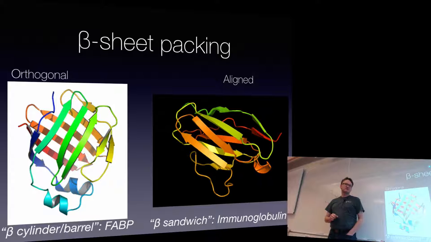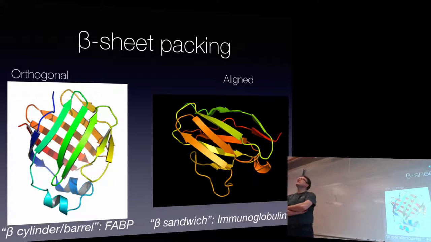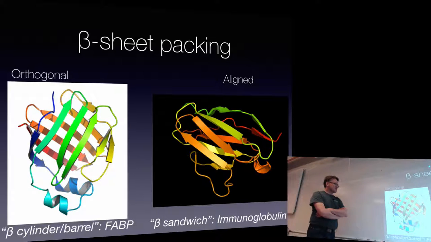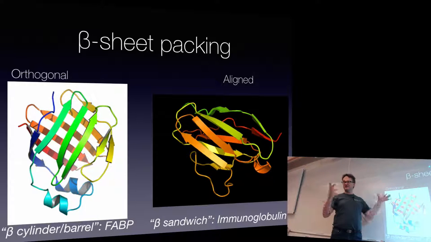So why is it good to have two layers? I might have mentioned that before the break. Exactly. You need to form a net. You form an inside, right? You create a space on the inside that is different from the outside. And in the case of the fatty acid binding protein, that would be that it can bind something hydrophobic on the inside while it's hydrophilic on the outside.